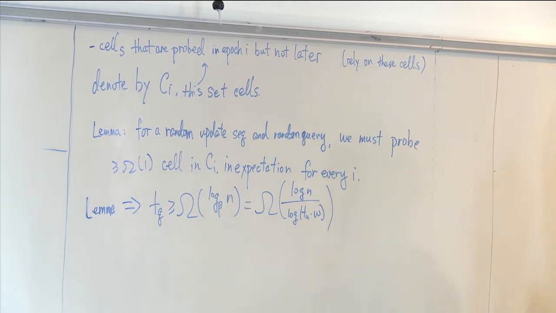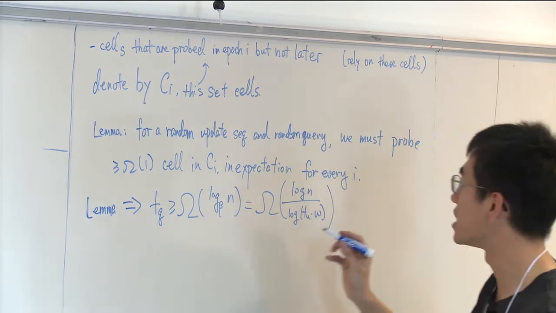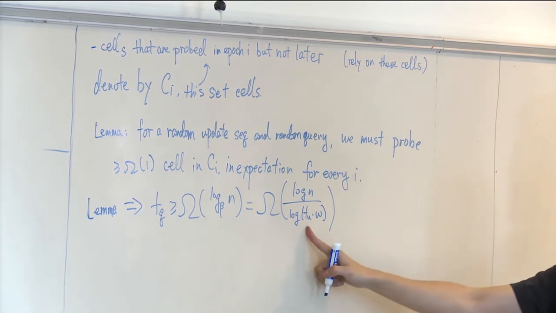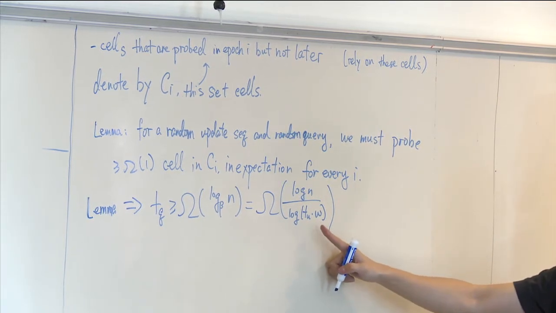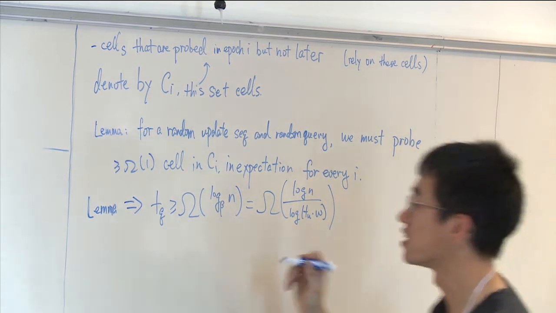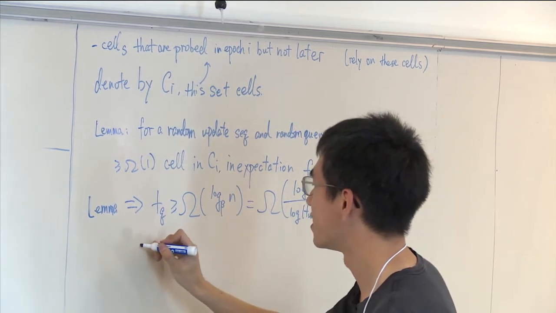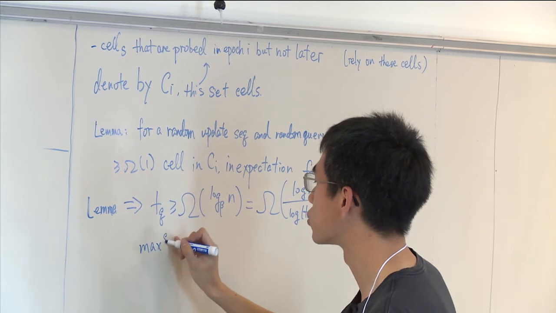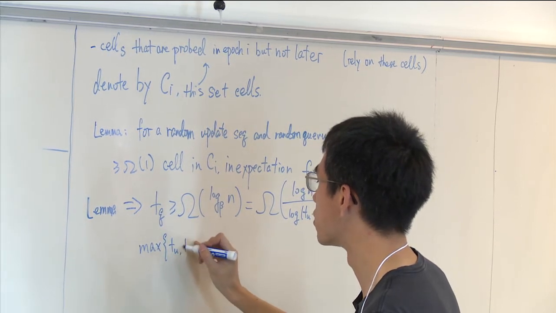Right. So in particular, this means that when the update time t_u is polylog n and w is also log n, then the query time is at least log n over log log n. And in particular, the max of the two must be at least log n over log log n.